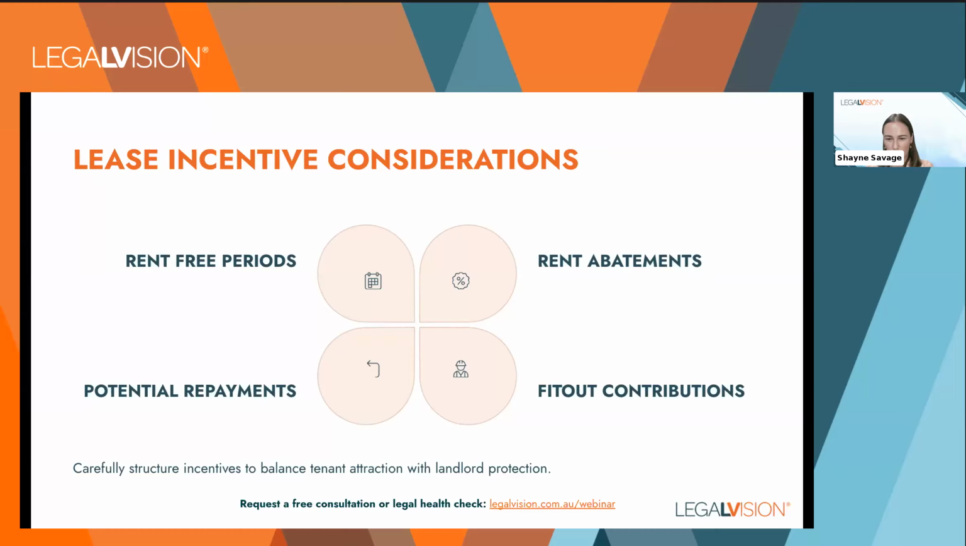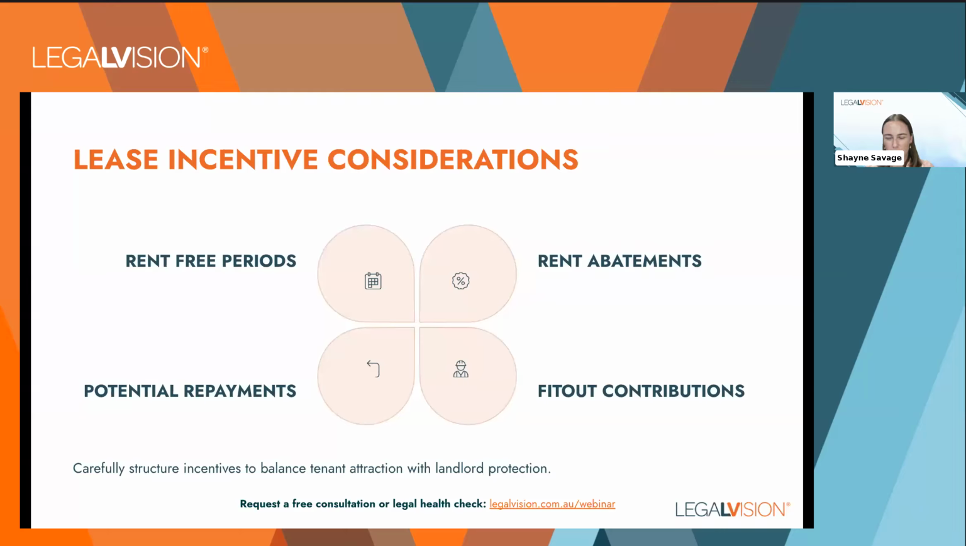For fit-out contributions, you may want to also consider if you wish to retain the ownership of the fit-out that you paid for at the end of the lease, and you may require it to be left at the premises instead of it being removed as part of the tenant's make good obligations at the end of the term. Or you may look at automatically passing ownership of the fit-out that you paid for to the tenant, and therefore they would be removing that fit-out at the end of the lease term.